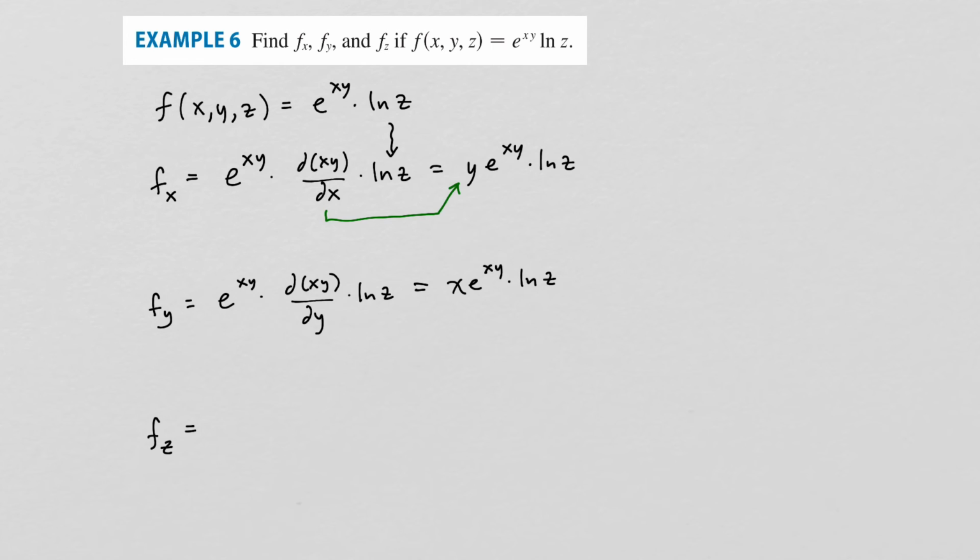And finally, what is the derivative with respect to z? Well, now e to the xy is a constant, and we only need to multiply by the derivative of the natural log of z. So this is going to be e to the xy multiplied by the derivative of natural log of anything, which is 1 over that thing, and then, of course, times the derivative of that thing. But the derivative of z with respect to z is 1. So this is simply e to the xy over z. So those are our 3 partial derivatives for this multivariable function.